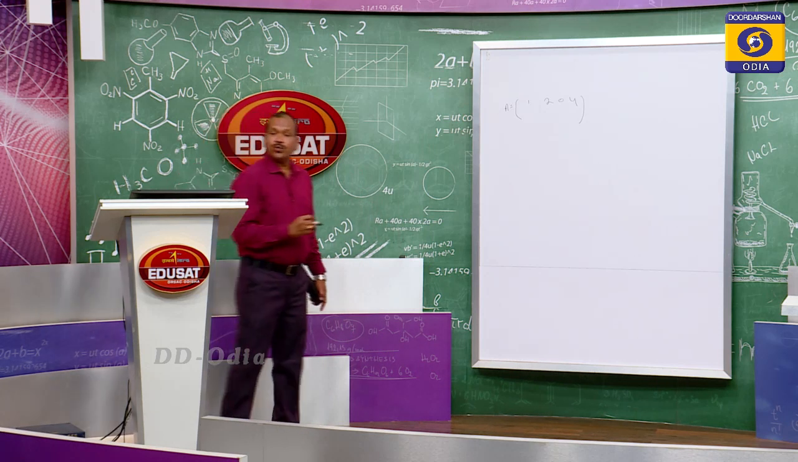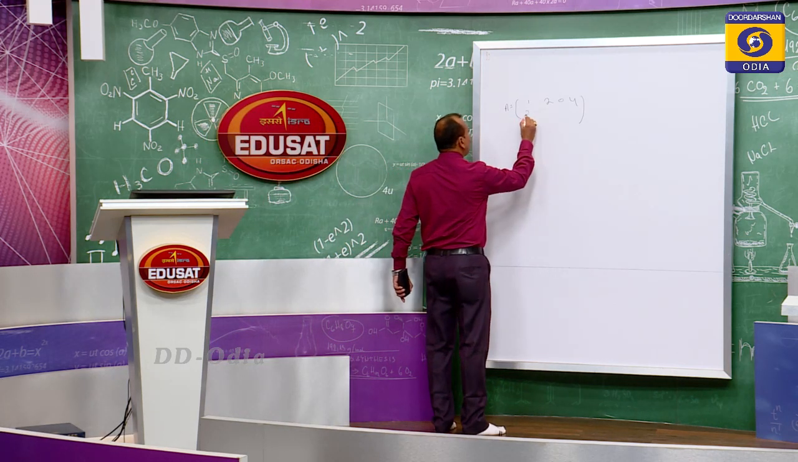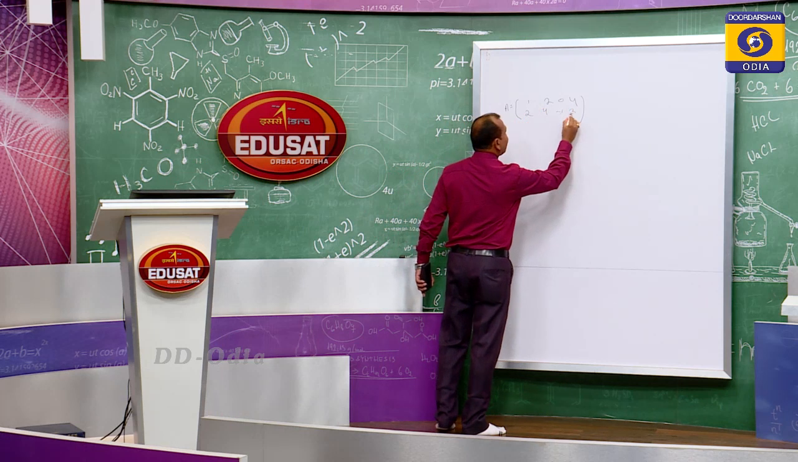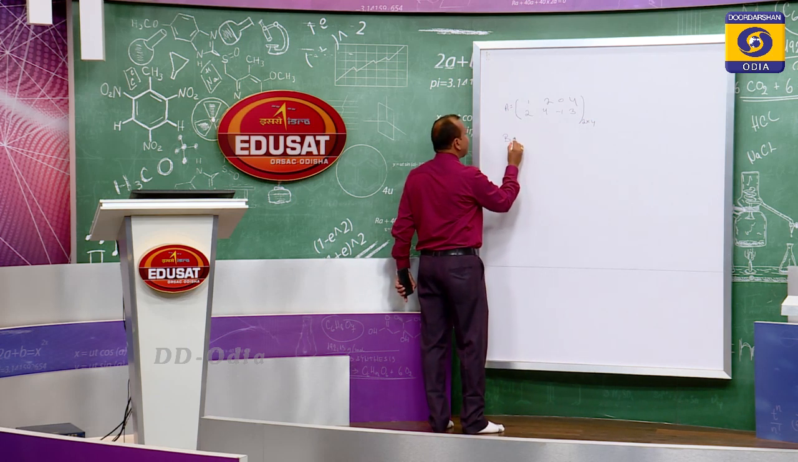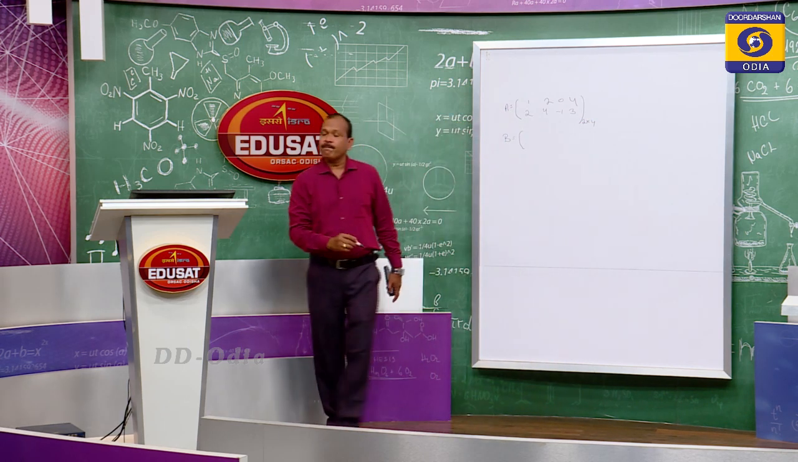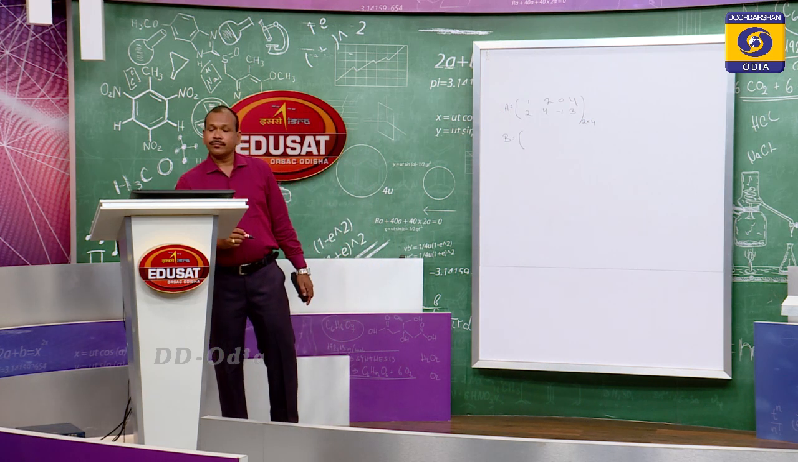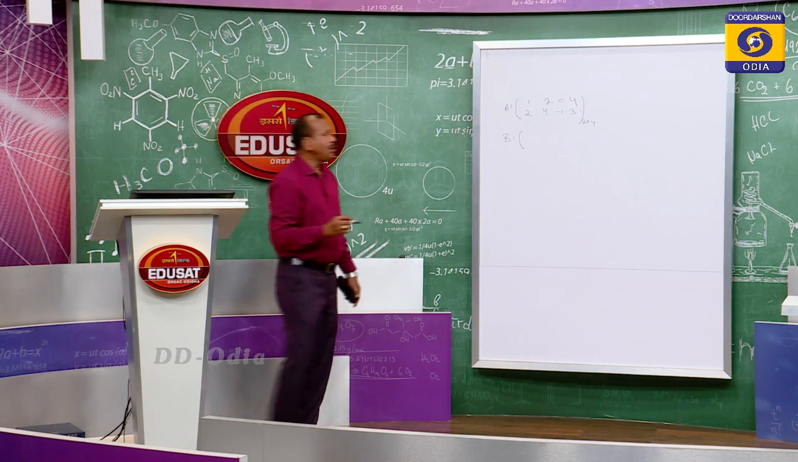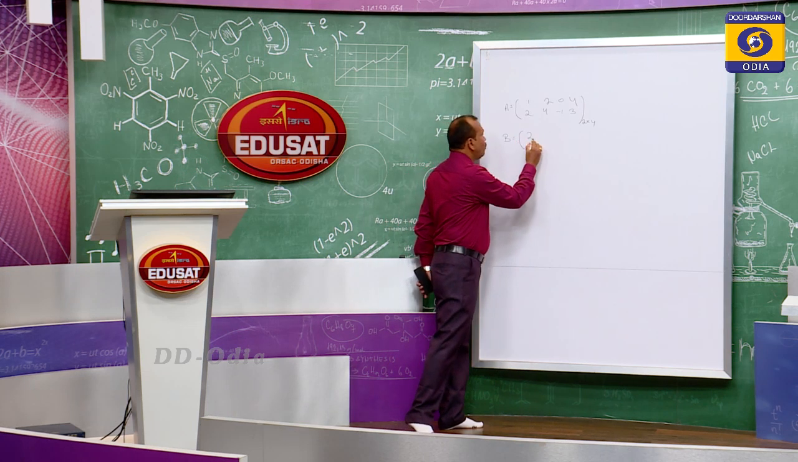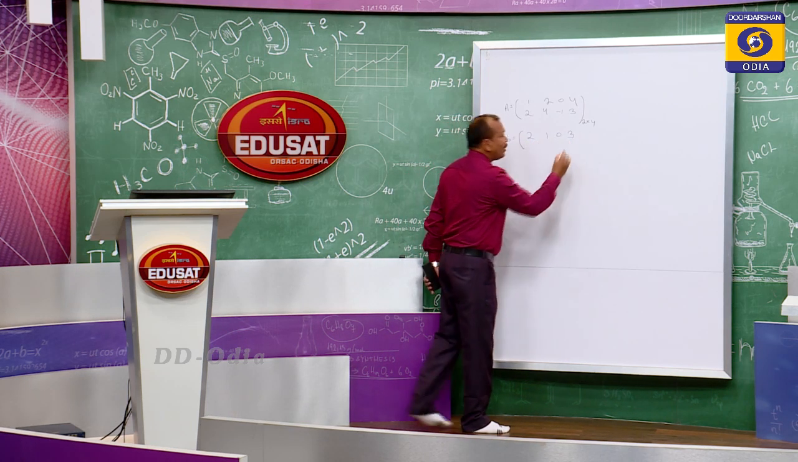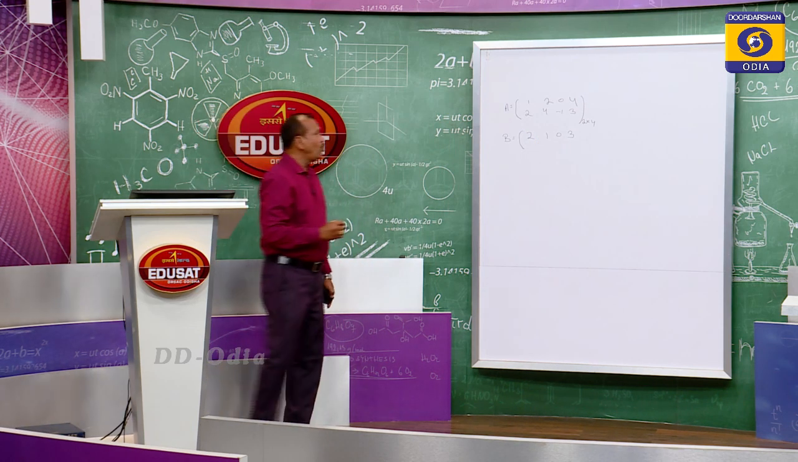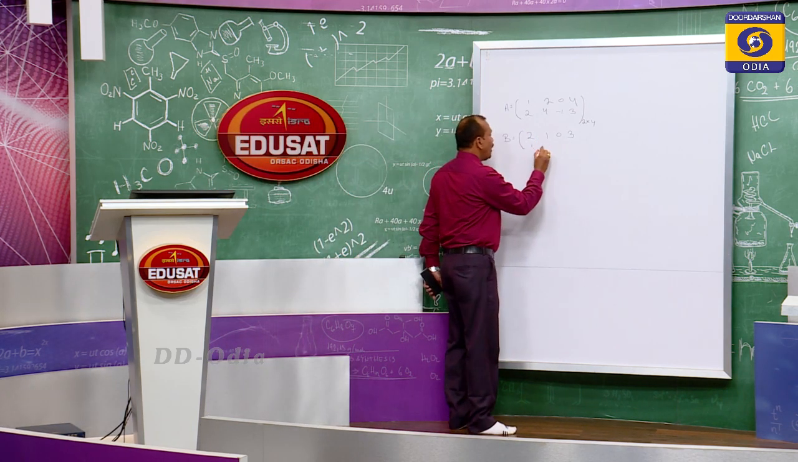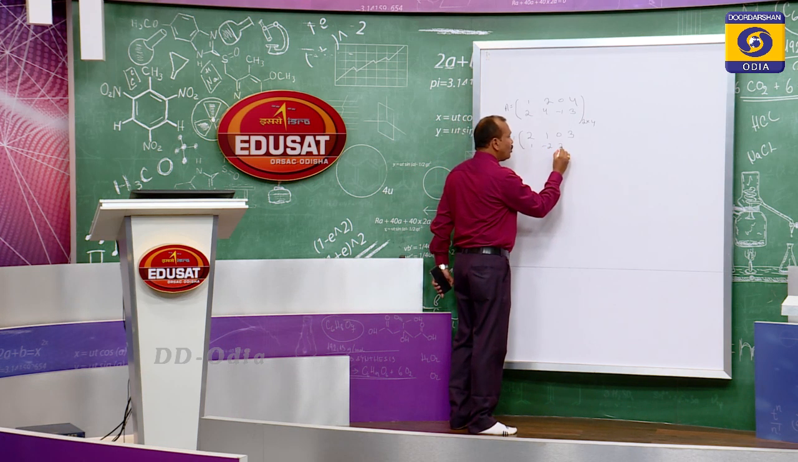And 2, 4, minus 1, 3. This is a 2 cross 4 matrix, and B is a matrix given by 2, 1, 0, 3, and the second column is given by 1, minus 2, 2, 3.